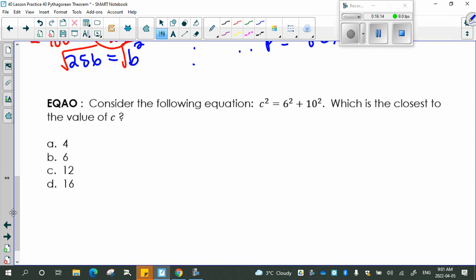Okay, this was an EQAO question on the non-applied EQAO a couple of years ago. So see if you can do that.